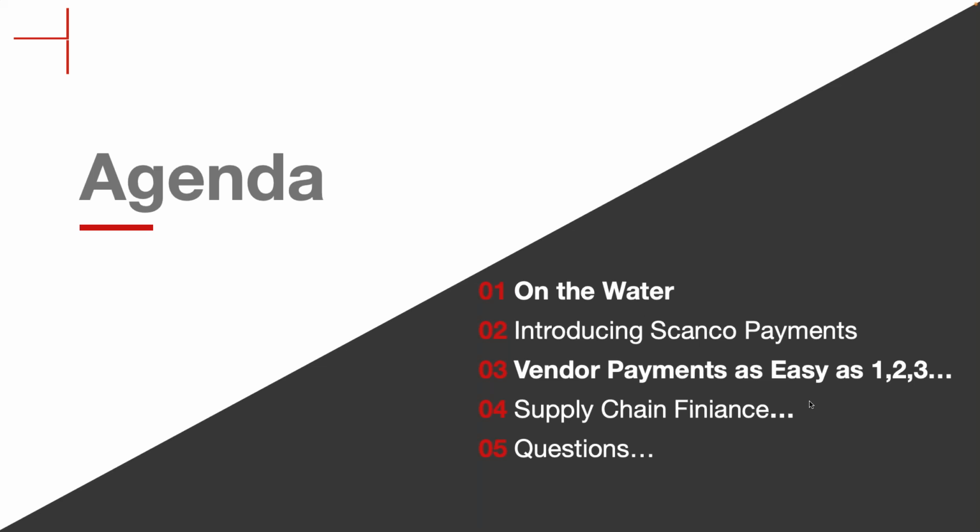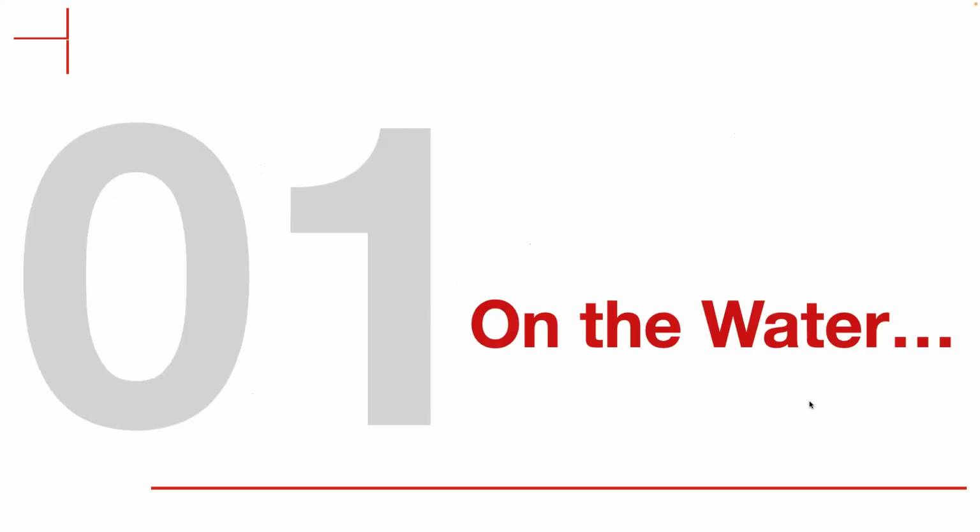We're going to be covering Scanco's on the water, what that really is, how you can leverage it, and what it does to your current purchase ordering system inside of Sage. Then we're going to be proudly introducing, we've been doing this on a small one-off basis right now, but this is the first major introduction of our new Scanco AP payment automation. We'll introduce Scanco Payments and how it is leveraged into Sage and works with your current Sage setup, and how easy it is. It literally is easy as 1, 2, 3, and you'll find out how that goes. And then we're going to talk about some supply chain finance at the very end.